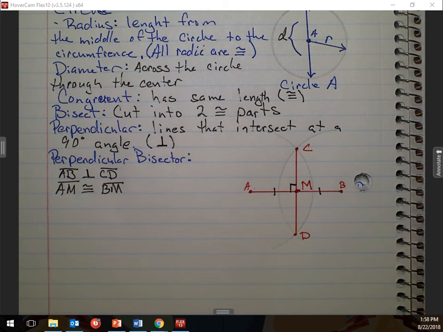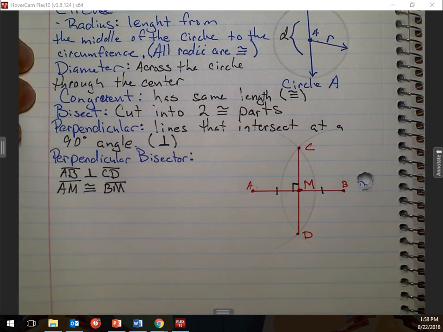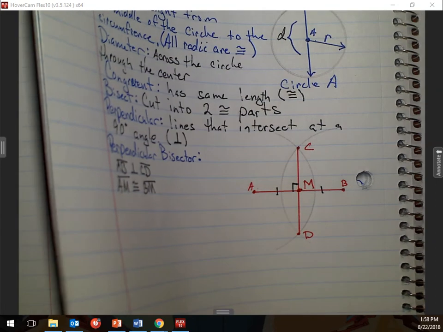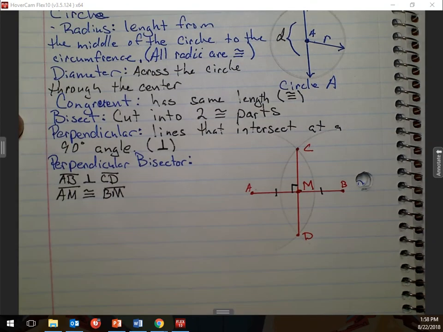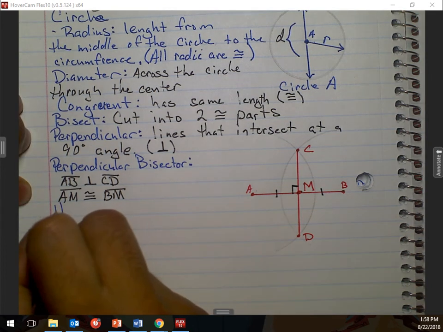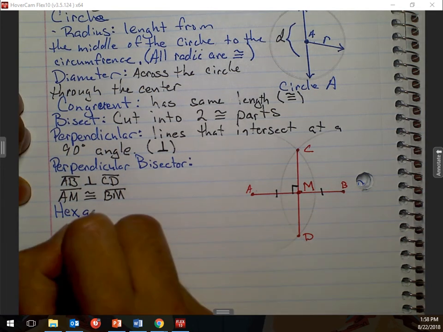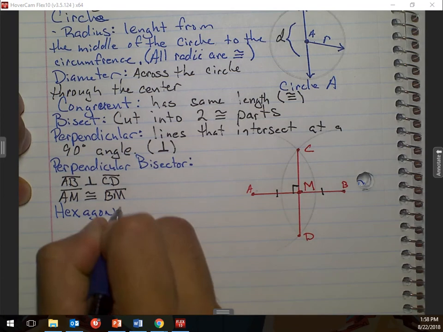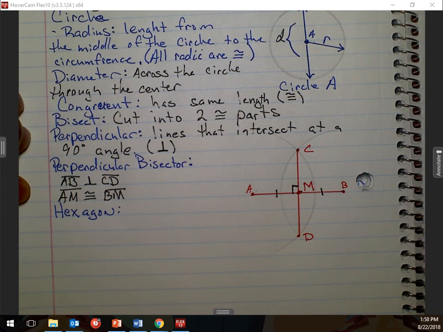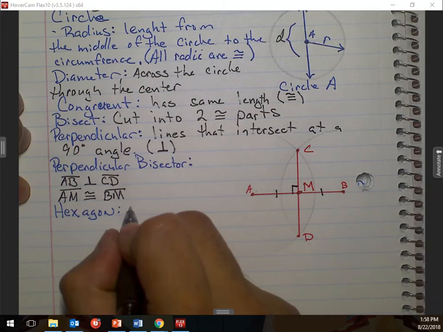Okay. All right, so let's see. My next one is hexagon. Go ahead. What is a hexagon? Six-sided shape. Very good, 6-sided shape.